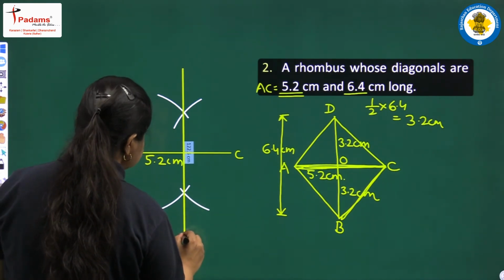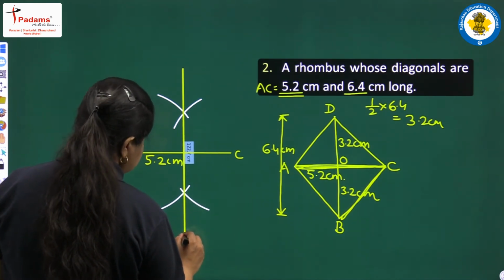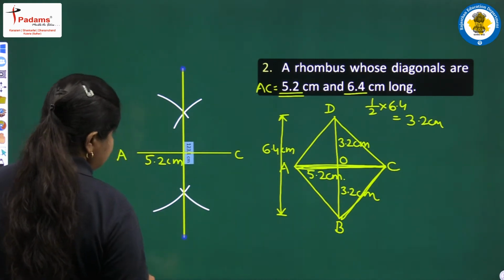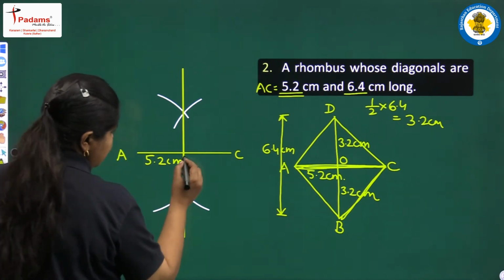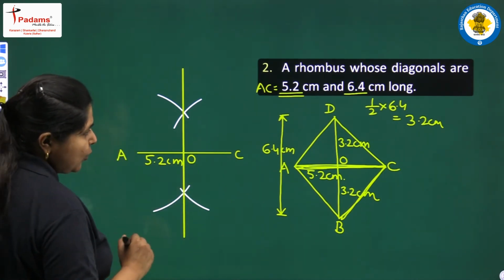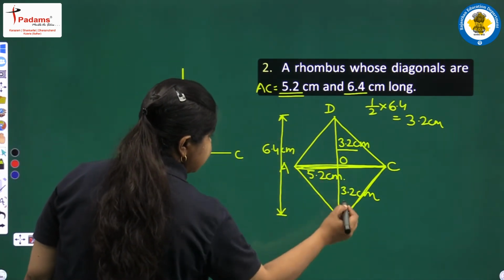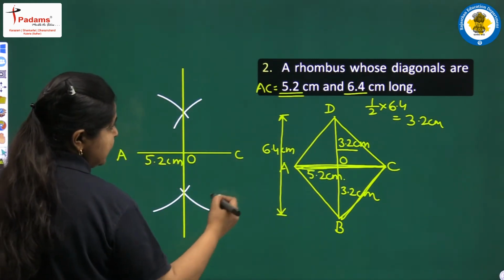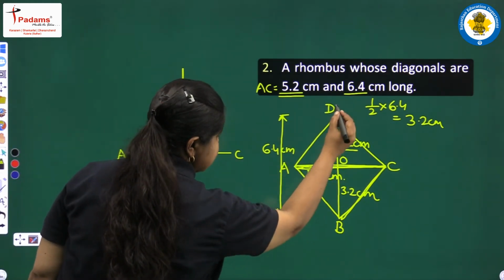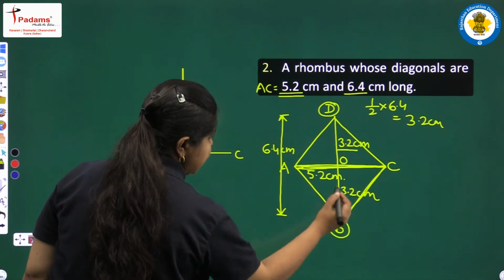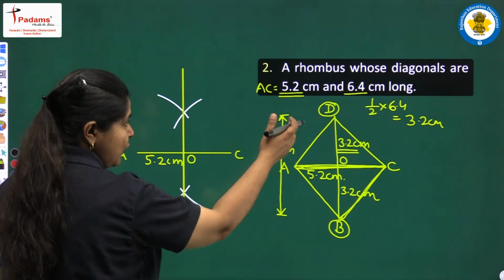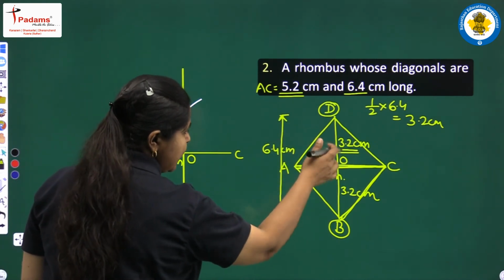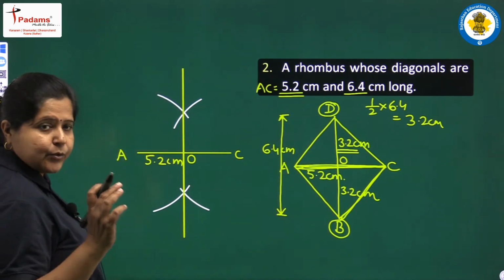Take a scale while joining these 2 points. And now what we need to do is locate the point O here, give it the name O, and we need to now locate D and B on this perpendicular bisector, point D and point B, taking a radius of 3.2 centimeters above AC from O and below AC 3.2 centimeters.